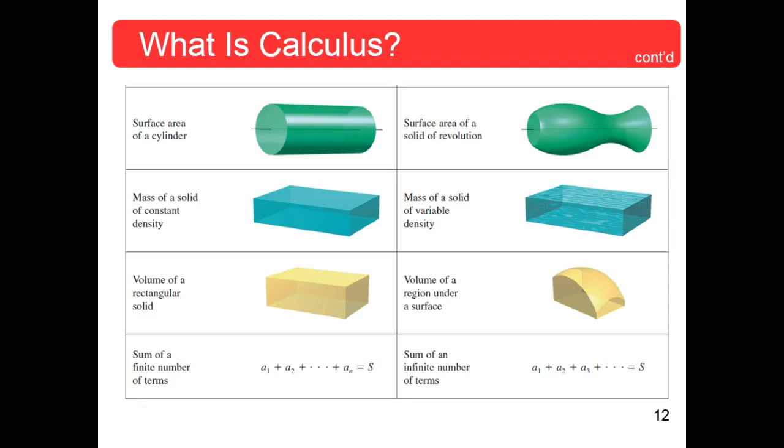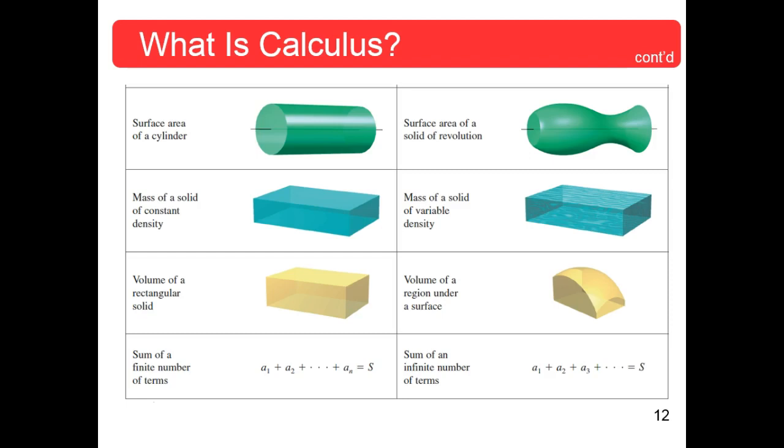Okay, no, you're going to have calculus to do that. Mass of a solid of constant density, yeah, we can do that. Mass of a solid of variable density, say it's denser at the bottom and less dense at the top. How do I find out how much mass is in that then? Or side to side or anywhere. You have to have calculus for that.